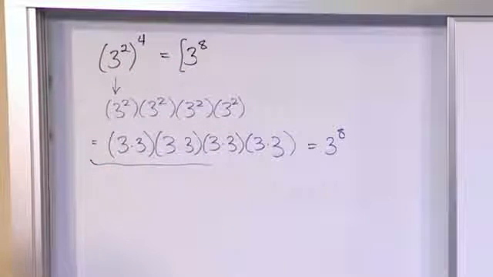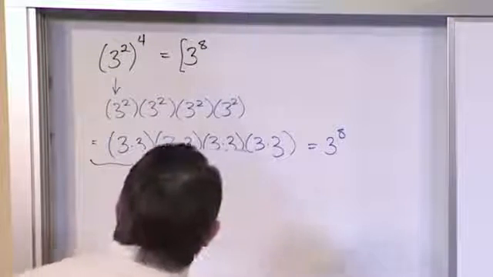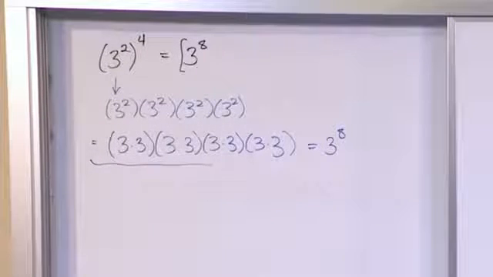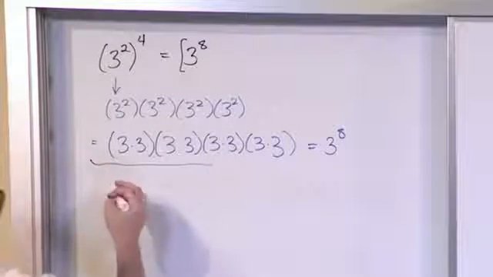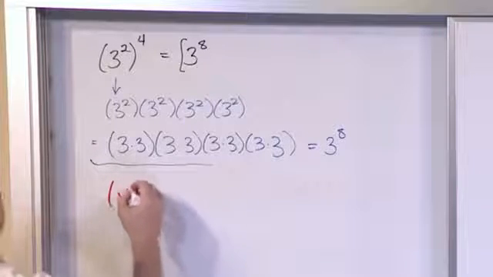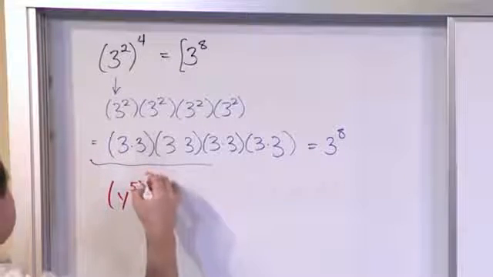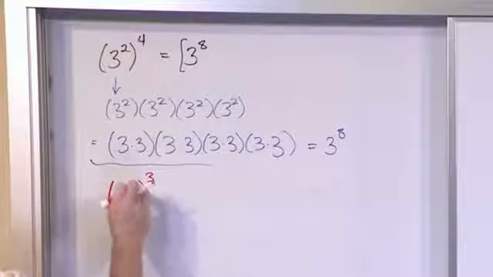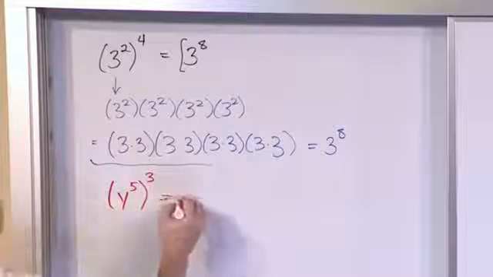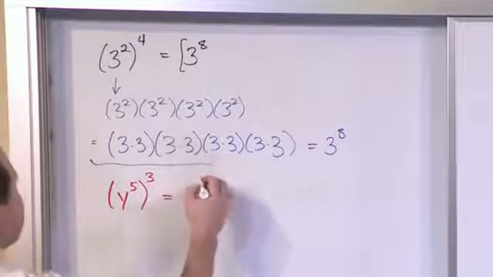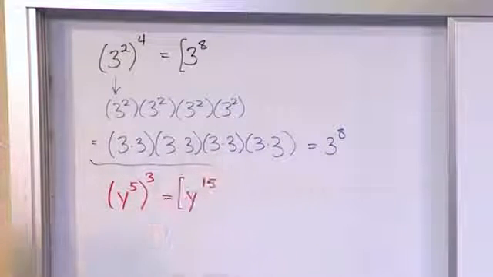It's just that, like anything else, you have to have practice with the rules, or you're just not going to do well with it. So let's practice this. What if we have y to the power of 5 raised to the 3rd power? We have something to a power raised to another power. So we just say it's y, 3 times 5 is 15. That's as simple as that.